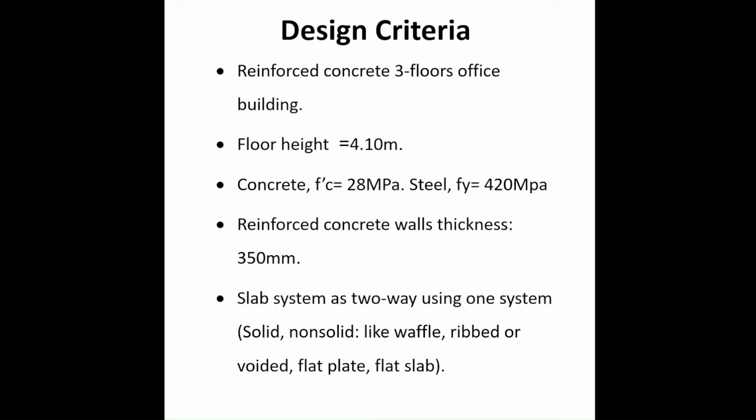Also, the slab system that we are going to design is a 2-way slab system. This is the criteria that we're going to use, a slab system such as solid, non-solid, like waffle, ribbed, voided, or flat plates, flat slab, and so on. But because the thickness that we evaluated will be 0.4 meter, which is 400 millimeter, and this is so high to be solid. So our case is to be economical.